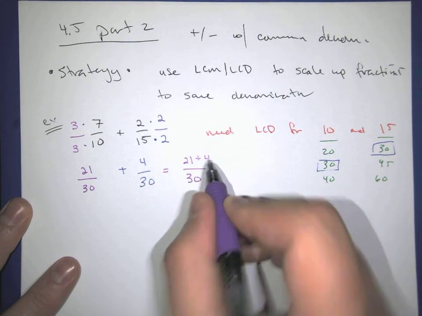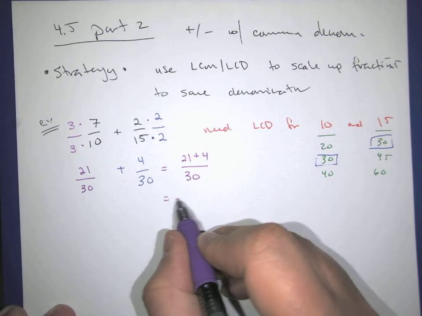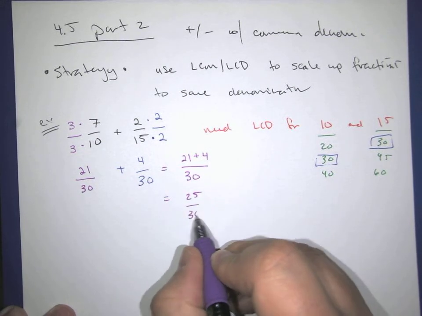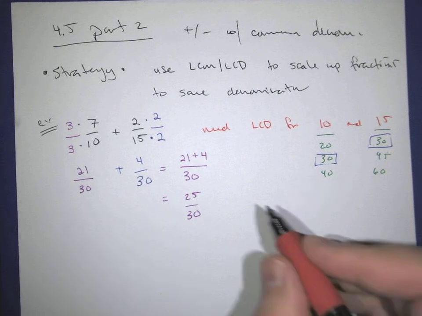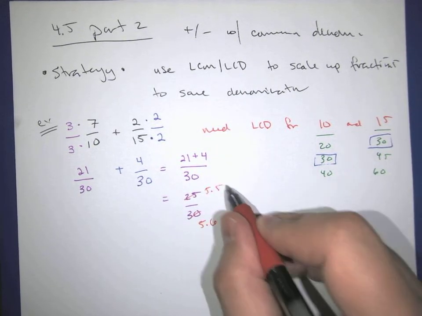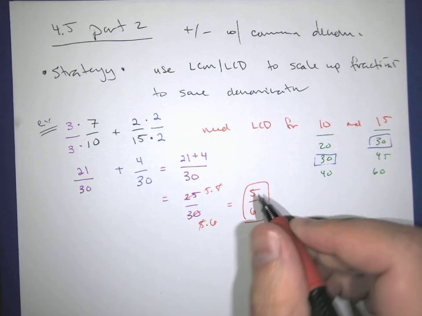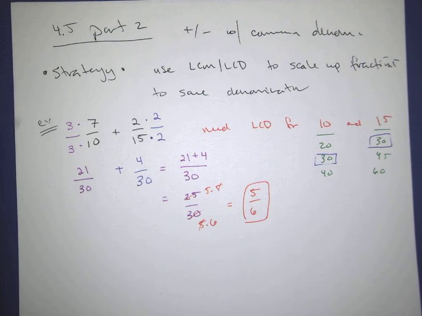In this case, I'm going to add up my new numerators, 21 plus 4. This gets me to 25/30, and then that is going to reduce. 30 would be 5 times 6, and 25 would be 5 times 5. So I can divide a 5 out of each. And so my new final number is 5/6. So I started with a 10 and a 15, we scaled up to 30, and then our final answer reduced down to 5/6.